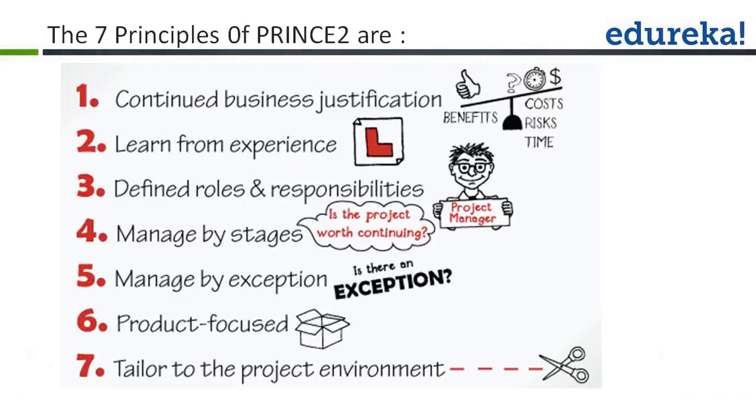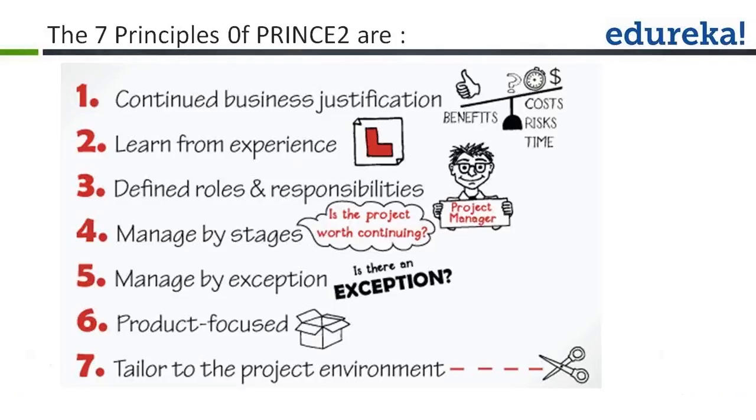The fourth principle is manage by stages. Prince2 uses a stage gate model to control project progress. The work or overall scope to be delivered is divided into manageable units of work, and each stage delivers one or more units of work. At the end of each stage, we have a stage end assessment to evaluate actual achievement against the planned targets.